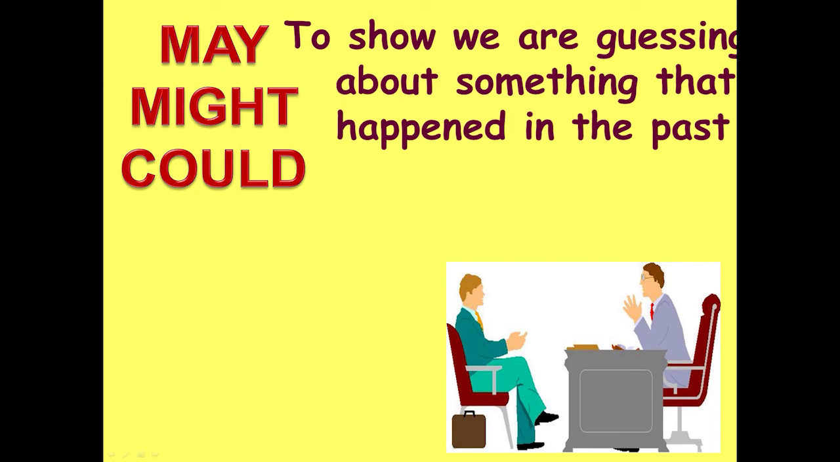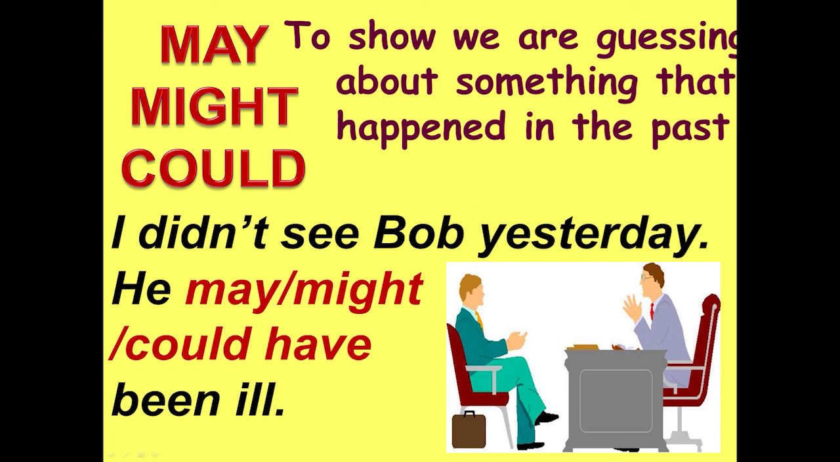May, might, and could. Now these are used to show we're guessing about something that happened in the past. We express probability in the past. For instance, I didn't see Bob yesterday. I didn't see him, so I'm not sure what happened, but I can say he may have been ill. He might have been ill, he could have been ill, of course with degrees of probability, but all of them express probability. In the past, we use the modal may or might or could plus have plus the past participle. Here it's been, it's to be. So he may have been ill.